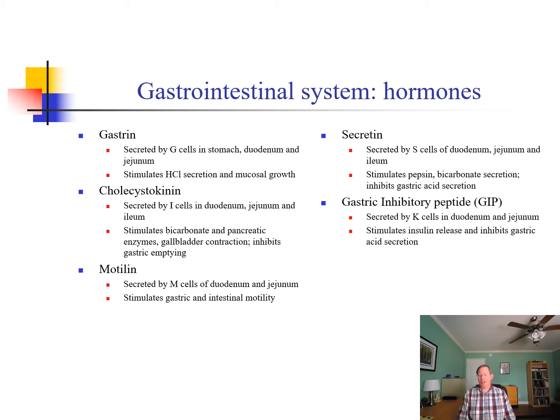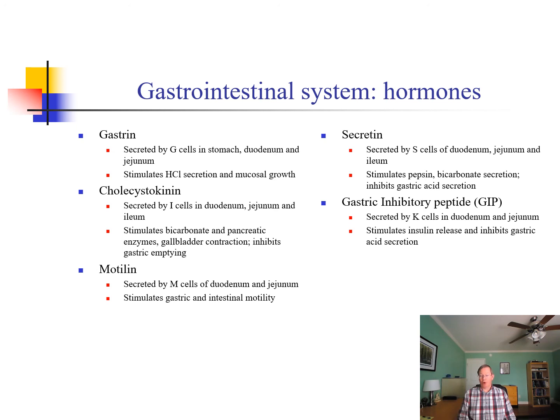Cholecystokinin is another hormone that is active in the gastrointestinal tract, and CCK is secreted by I cells in the small intestine, duodenum, jejunum, and ileum. And it will stimulate bicarbonate, which is used to neutralize that hydrochloric acid that gets squirted out of the pyloric sphincter from the stomach. And also pancreatic enzymes from the exocrine pancreas, which we'll talk about in the next lecture.